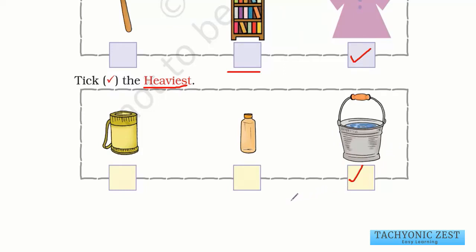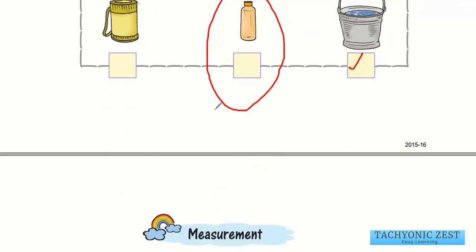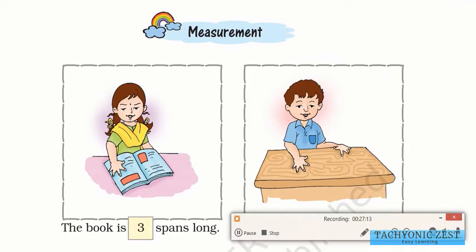Now if we have to find the lightest object, can you tell me which is the lightest object among these three objects? Yes, absolutely correct. This object over here, it is the lightest object. So please remember these things. These are the simple concepts.